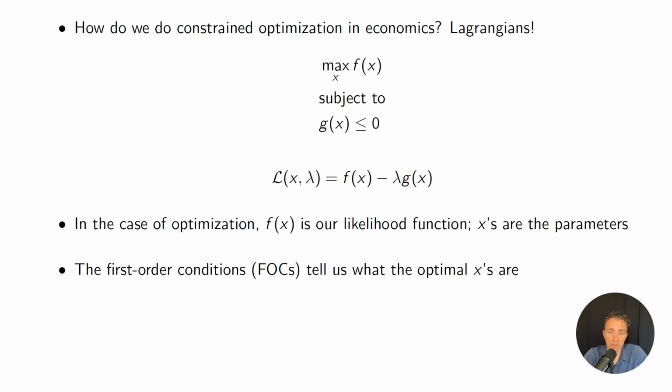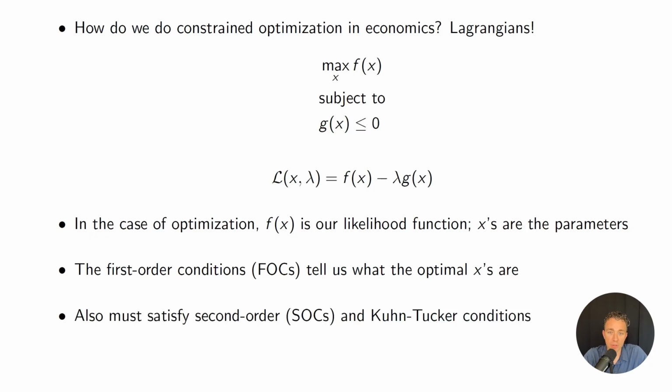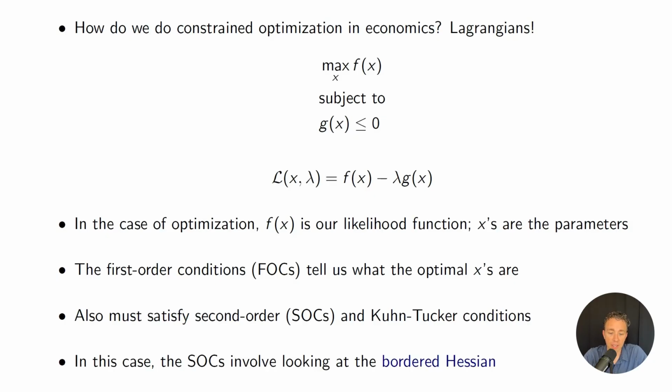And we can take the first derivative to get the first order conditions, but we also have to satisfy the second order conditions and the Kuhn-Tucker conditions. And the second order conditions are going to involve what's called the bordered Hessian. So hopefully this is ringing a bell to you if you've taken a class in economics that has used these constrained optimization techniques. All we're doing is applying this with the computer. We're not doing the analytical calculus by hand.